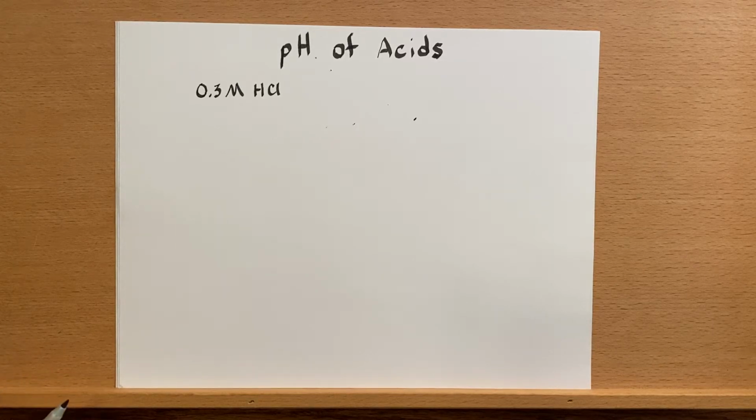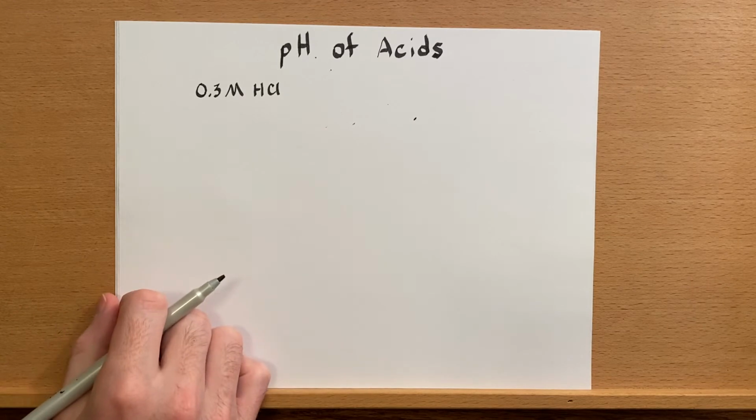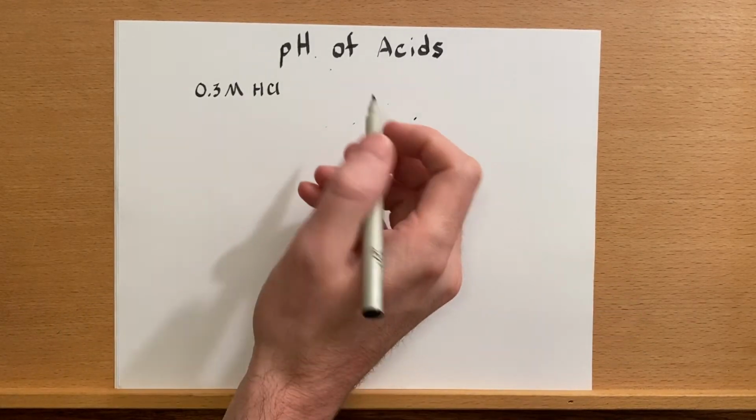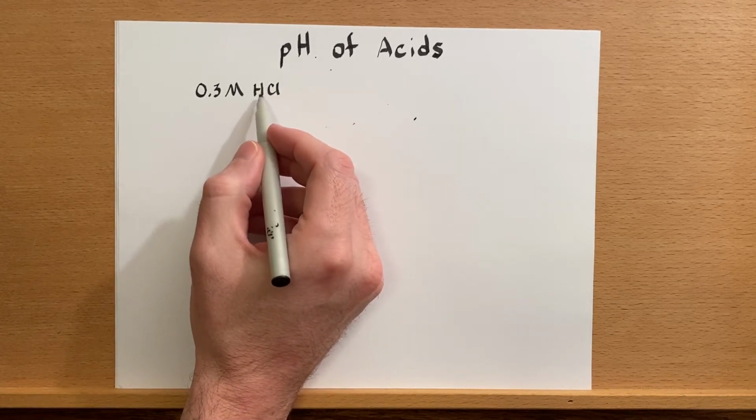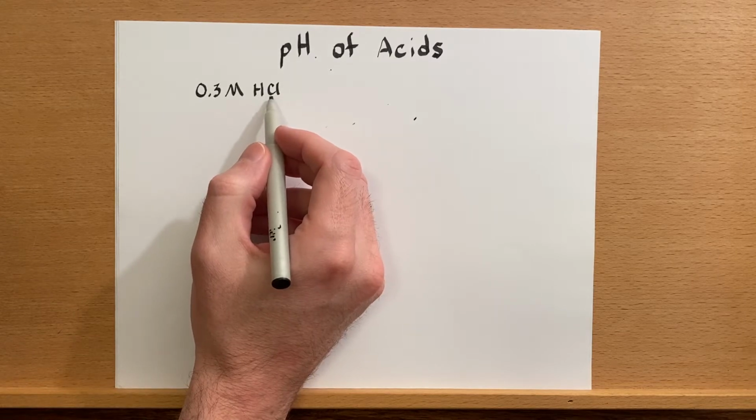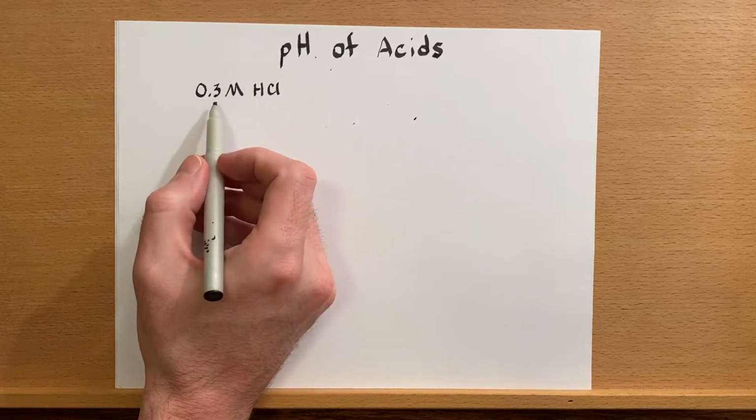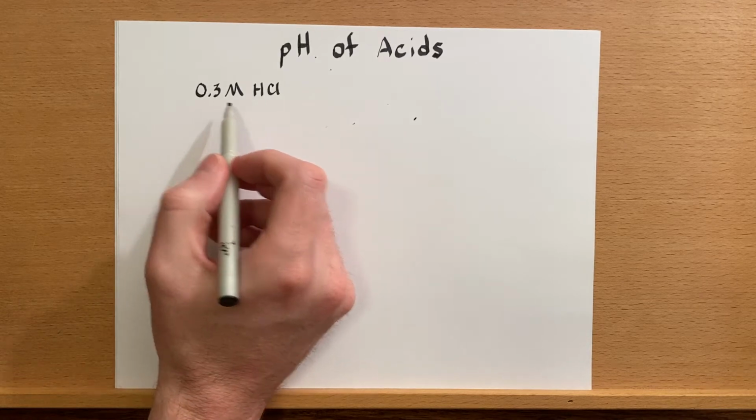Let's do an example where we calculate the pH of an acid. And let's start off with a strong acid, like hydrochloric acid. Hydrochloric acid completely ionizes in solution. So when this breaks apart in the solution, all of the HCl becomes H+ and Cl- in solution. So the concentration of H+ in the solution is 0.3 because there's one H for every HCl.